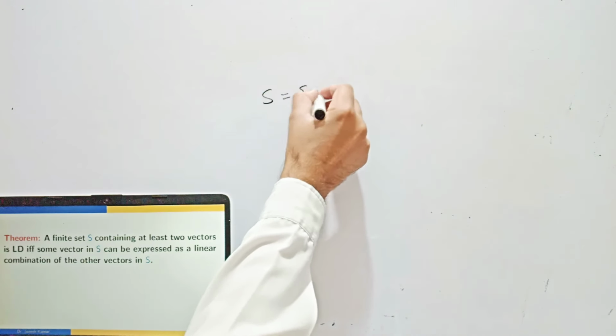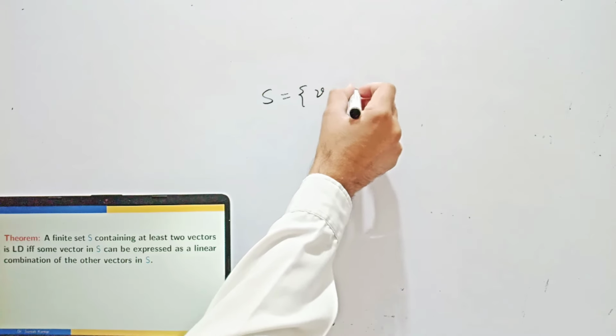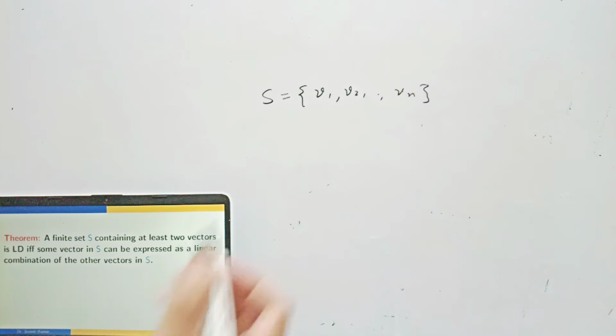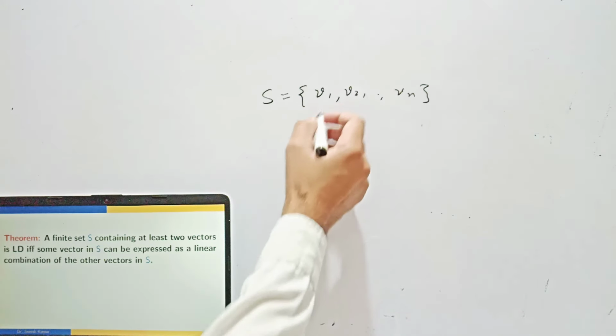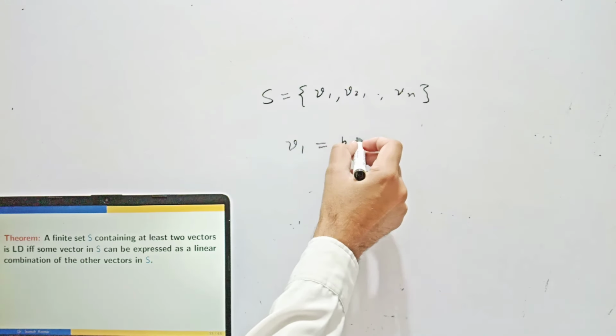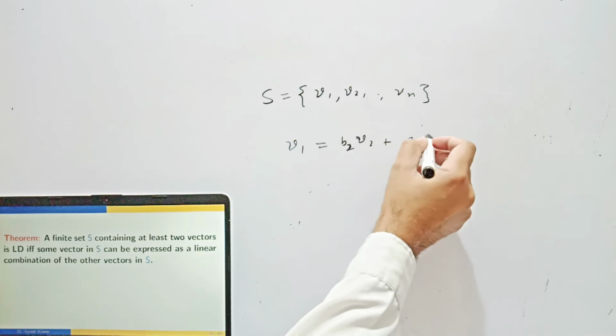S is the given set, say it carries n vectors. S is linearly dependent or independent means the vectors are linearly dependent or independent. So S is linearly dependent if and only if some vector in S can be expressed as a linear combination of the other vectors in S. Say v1 can be written as a linear combination of the remaining vectors v2 and so on, vn.